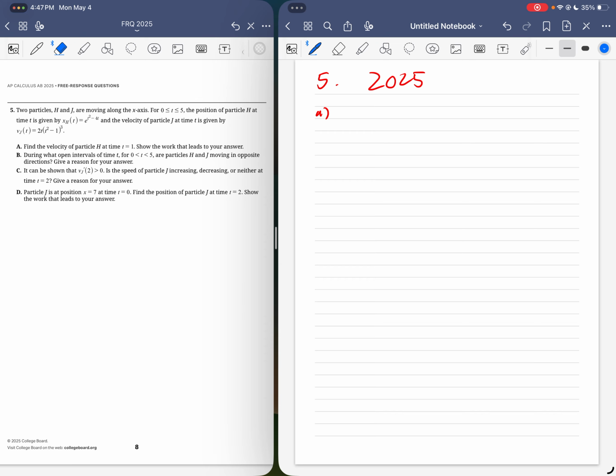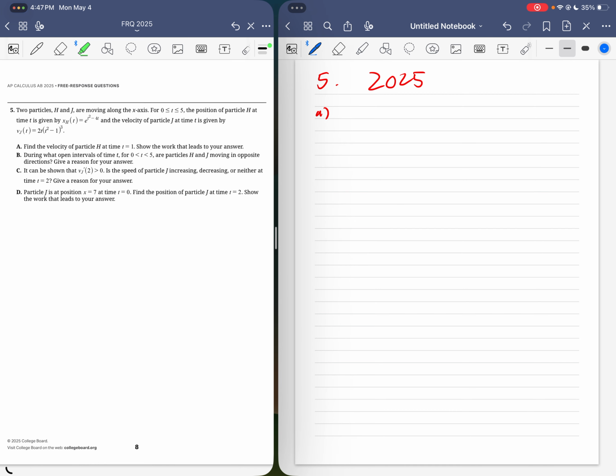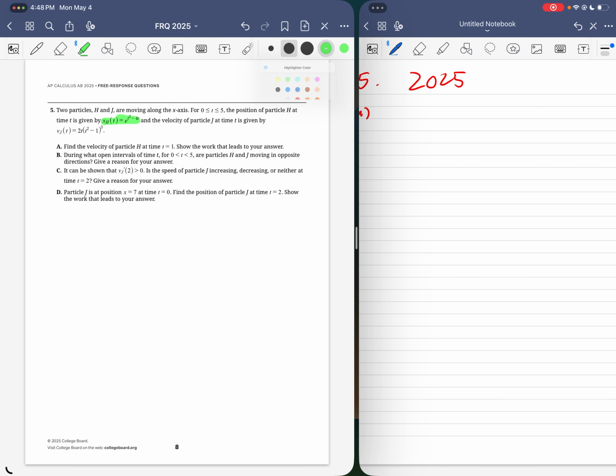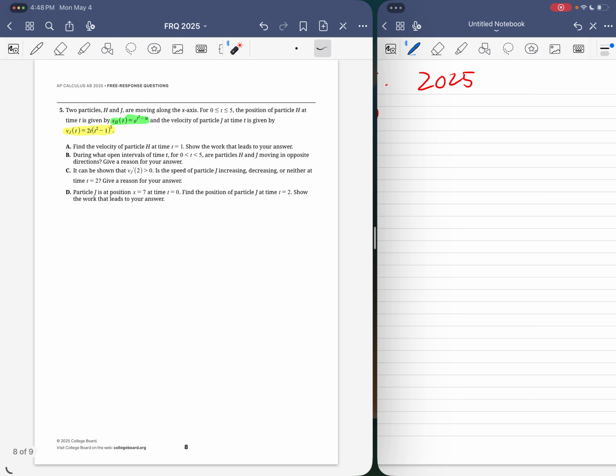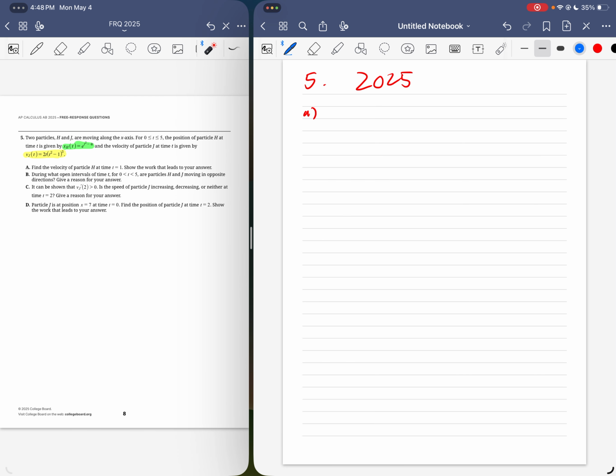So let's do this. Two particles, H and J, are moving along the x-axis for 0 to 5. The position of the particle H at time t is given by h of t equals something. So that's the position. And the velocity of the particle J at time t is, okay, so for another one, they gave us the velocity instead of the position. So find the velocity of H at time t equals 1. Do you see the one that gave us the position? We want to find the velocity of this at time equals 1. Question number 5 itself is a bit challenging, but A is really easy.